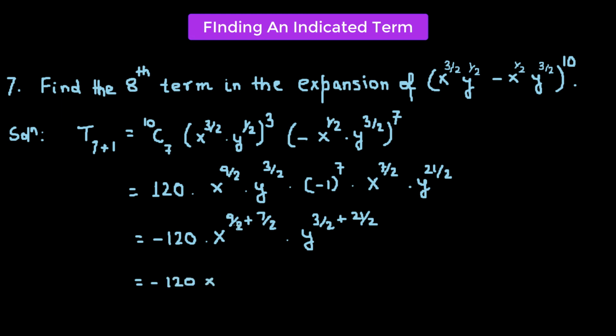So 9 over 2 plus 7 over 2, when you add them up, you get 9 plus 7 is 16 over 2, so that gives us x raised to the power of 8. And y, we have 3 over 2 plus 21 over 2, that gives us 24 over 2, which is finally 12. So this is the 8th term.